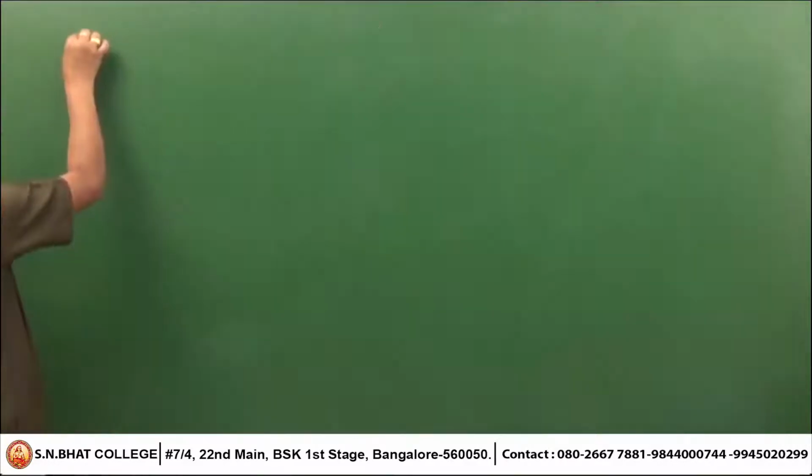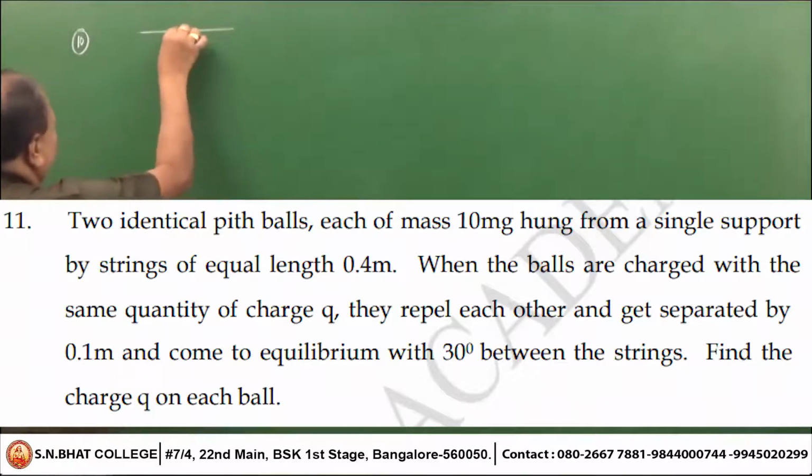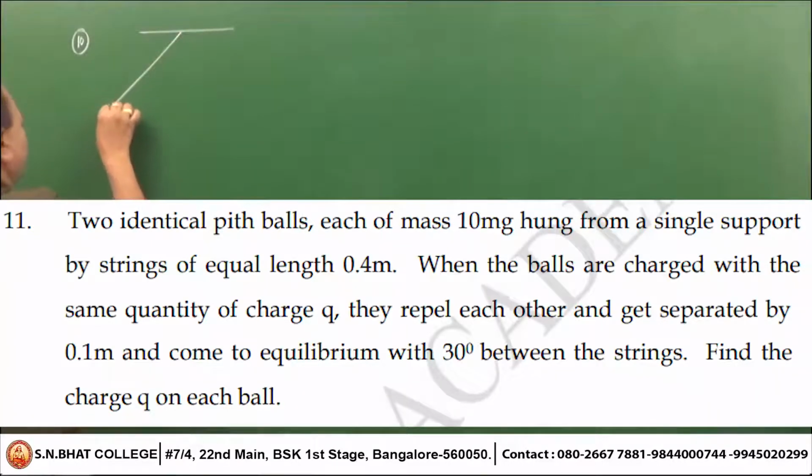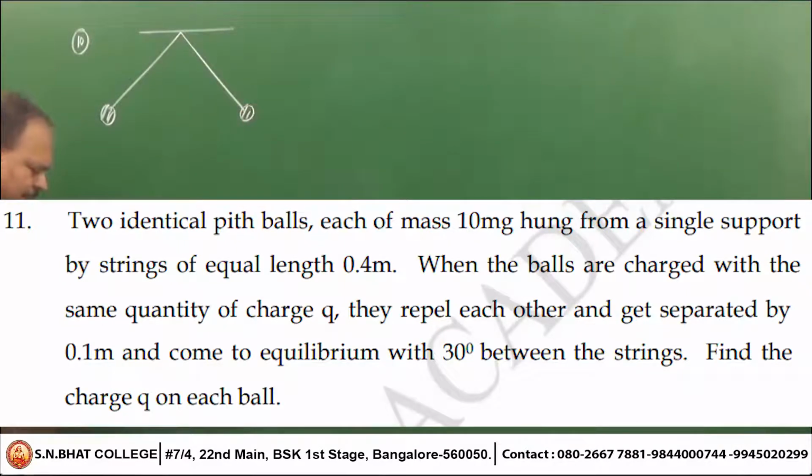Okay, question number 10, carefully. 2 identical pith balls, each of mass 10 milligrams, hung from a single support by strings of equal length 0.4 meter. So here are the 2 balls hung from a rigid support by 2 inextensible threads, suspended by a string of equal length 0.4 meter.